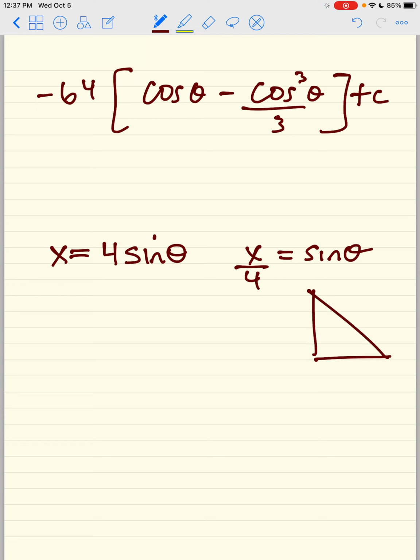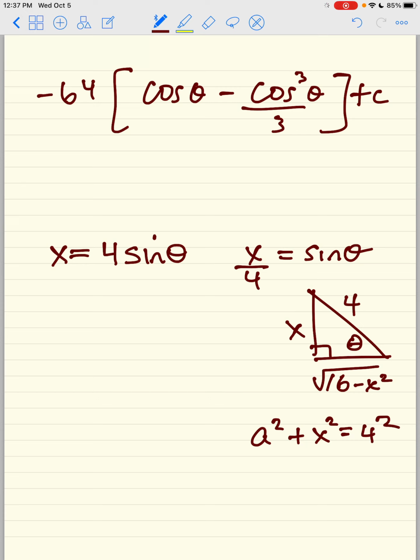I'm going to make a right triangle like I do with my trigs. I'm going to say sine is opposite over hypotenuse. And then this side, by using a squared plus b squared equals c squared, is this, right? Okay? So what is cosine theta using this triangle? Adjacent over hypotenuse.